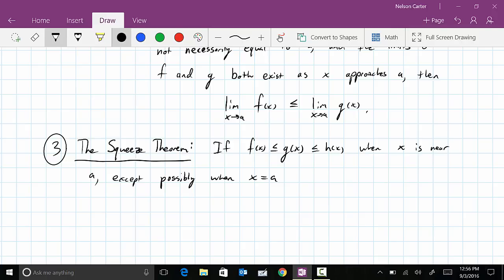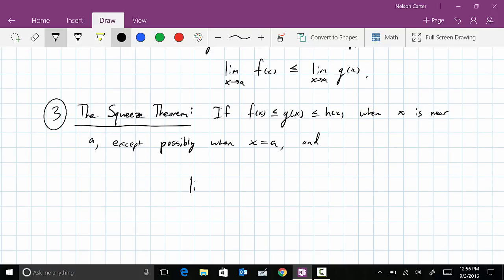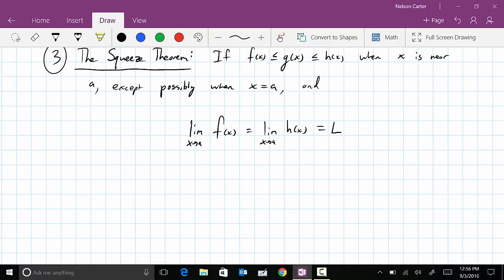In other words, as long as x is near a, we don't care what happens at a. And if the limit as x approaches a of f of x is equal to the limit as x approaches a of h of x, and they're both equal, say, to some limit L, then it turns out that the limit as x approaches a of g of x will also equal L.